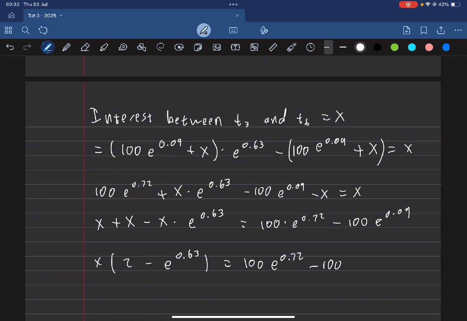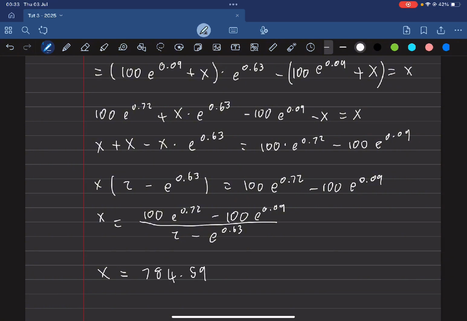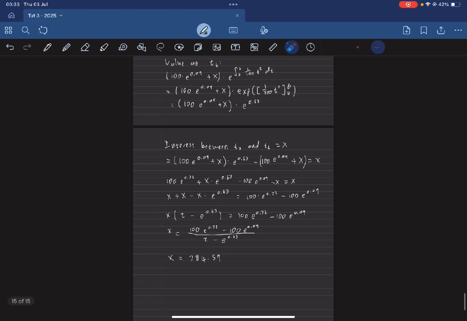Minus 100 is 0.09. Okay, now we just divide both sides by this. So I get x equal to 100 e to the 0.7209 divided by 2 minus e to the 0.63. And when you sub that into your calculator, you get x equal to 784.59. Perfect. So the amount that she added here and the interest must be equal to 784.59. And that's all of question 4.